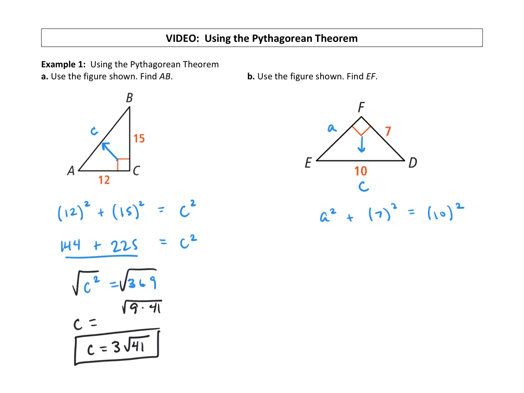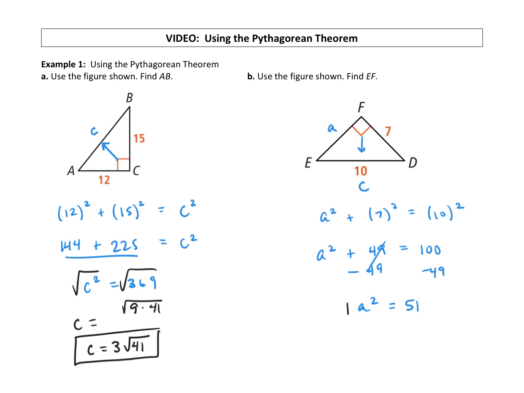Now we're going to square everything. Carry down the A squared plus 7 squared is 49. 10 squared is 100. Because we are solving for A squared and there's something else on the same side of our equation, we're just going to solve for A squared by subtracting 49. So A squared equals 51.